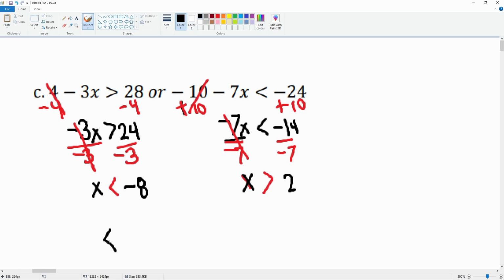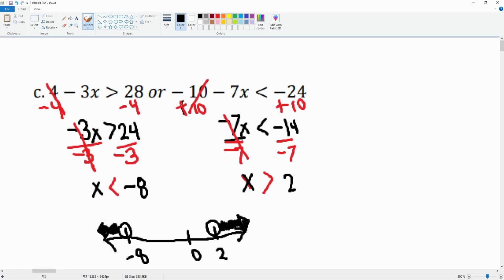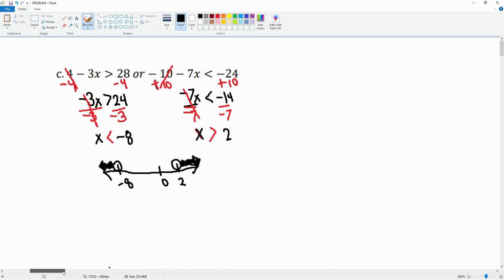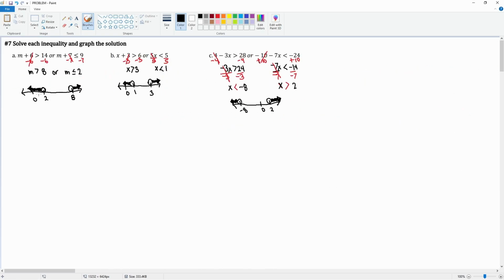So when you graph the inequality, you want to make sure you include the numbers negative 8 here, 0, and 2. They're both open at negative 8 and 2. X is greater than 2, so that means it goes all the way to the right. And x is less than negative 8, so it goes all the way to the left. These are the values that are less than negative 8. Notice, this is an OR equation. Therefore, they have to be all pointing away. 4 points it away. B points it away. A points it away. Okay, they're pointing away from each other.